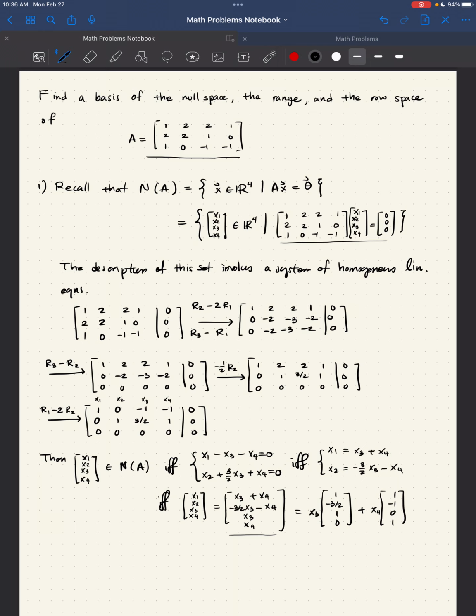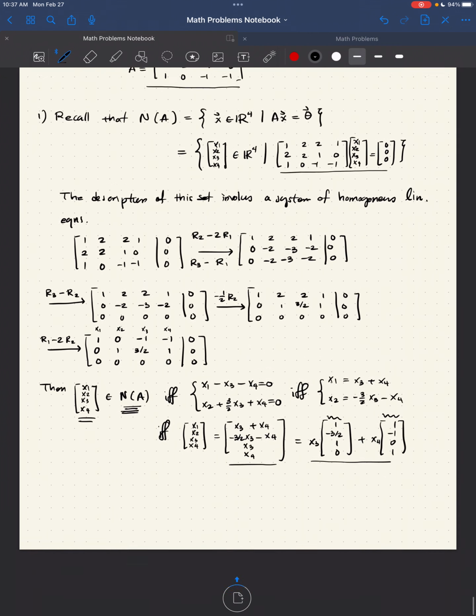So what is it we're saying here? What we're saying here is that every single vector in the null space of A is nothing else but a linear combination of these two vectors that I'm wiggling here. In other words, what we have found is a generating set for this collection.